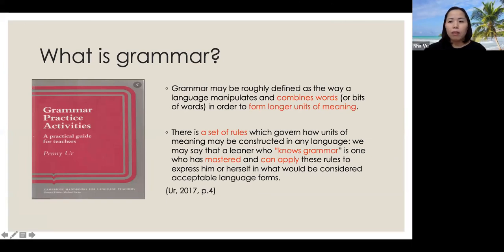And this is the definition that maybe some of you know. This person as well, it's Penny, and she wrote the book Grammar for University Grammar, and many other grammar books. And here is her definition. Grammar may be roughly defined as a way that language manipulates and combines words in order to form longer units of meaning. So if you think that grammar is meaningless, it is not, because grammar is necessary for you to form longer units of meaning.